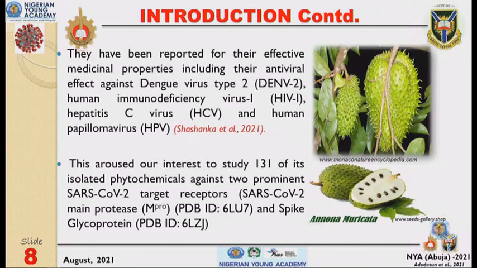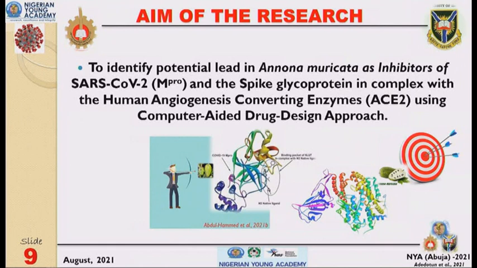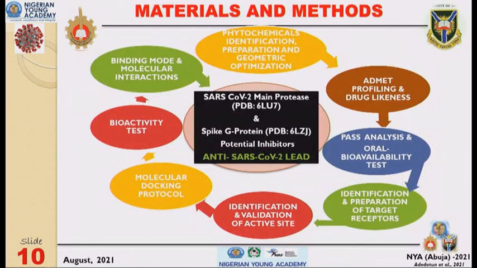Next slide. And to do this, we realize we have a lot of things to do. The aim of this research is to identify potential lead in Annona muricata as inhibitor of SARS-CoV-2 main protease and spike glycoprotein that is bound with human angiotensin converting enzyme ACE2 using computer-aided drug approach. And our methodology is as follows.